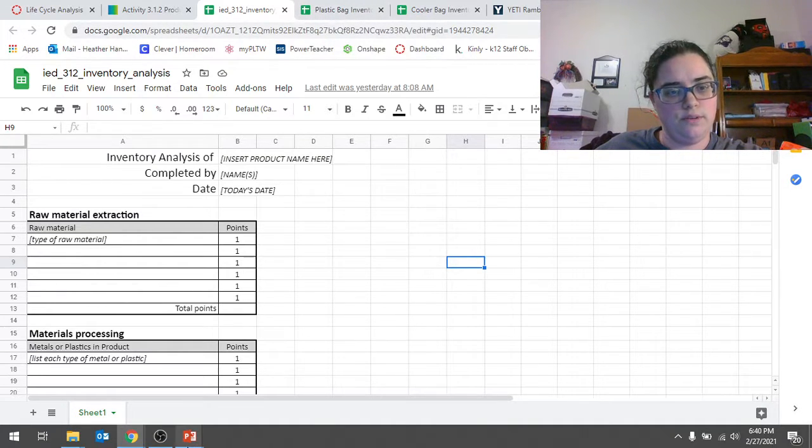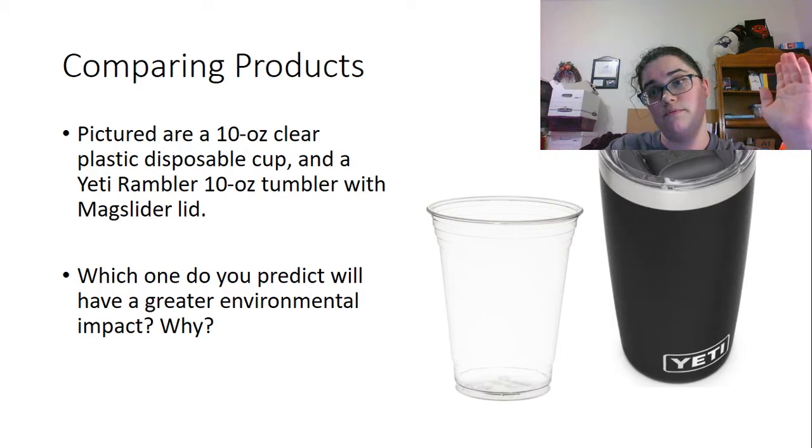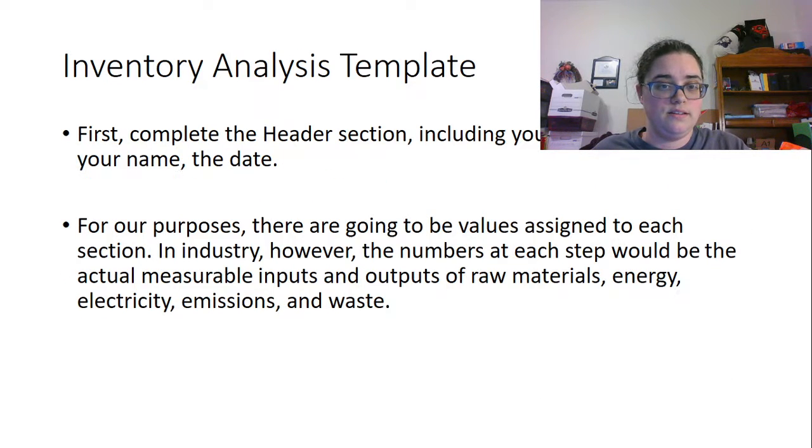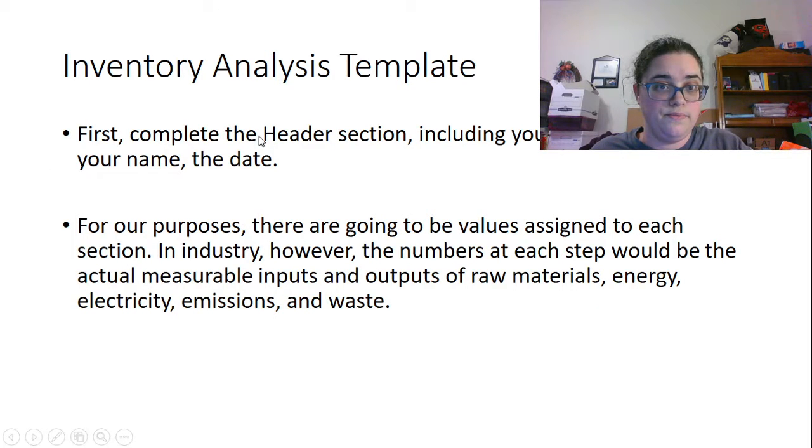So what I had asked for was a comparison of a plastic disposable cup versus a Yeti reusable, fancy, more expensive cup. And there's a template that says to put on your header, your product's name, your name, the date. The other thing about this is the values assigned are just generic values for all of these things. There's no science or math involved in it.